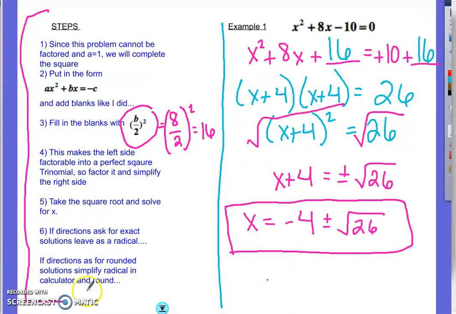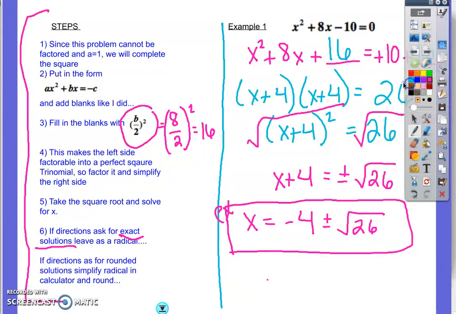Now, this is my final answer. But as the last step says, if the directions ask for solutions, leave it as a radical, okay? Exact solutions, meaning I don't want rounded answers. I just want to leave it like that. If the directions ask for rounded solutions, simplify the radical in the calculator and round. So let's do that also. If this is the exact solutions, okay, if it asks for exact, I'll write that in a different color. If it asks for exact solutions, this is what it is asking for, okay?